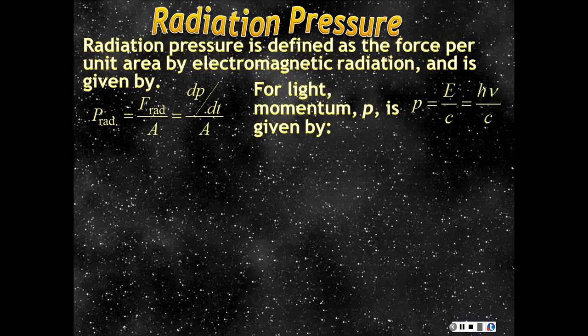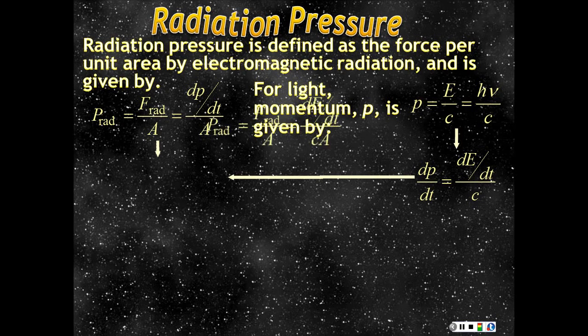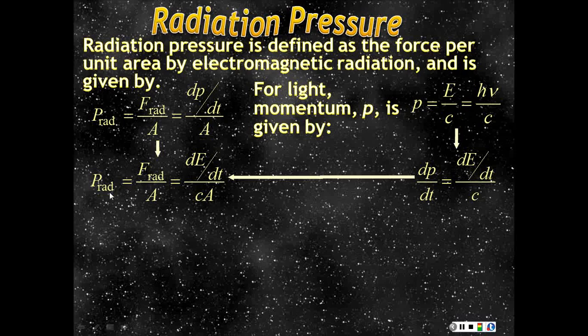Now for light, even though it has no mass, we have this idea that it has momentum that is given by its energy divided by its speed. So the speed of light, c, and its energy, and remember energy is given by Planck's constant times the frequency, so we have h nu upon c. And so now we can differentiate that. c is constant, so it doesn't change, and so dp by dt is just dE by dt divided by c, and so now we can plug that into our previous equation.